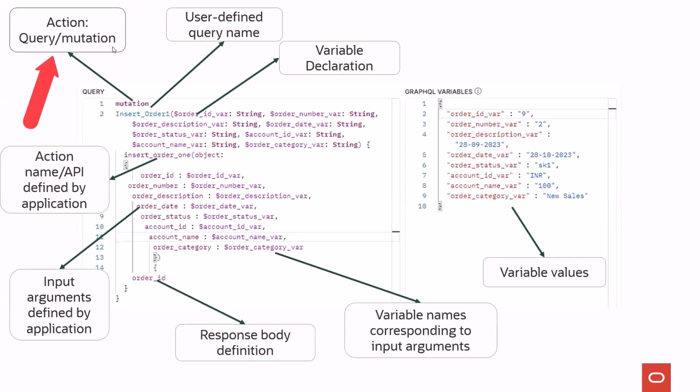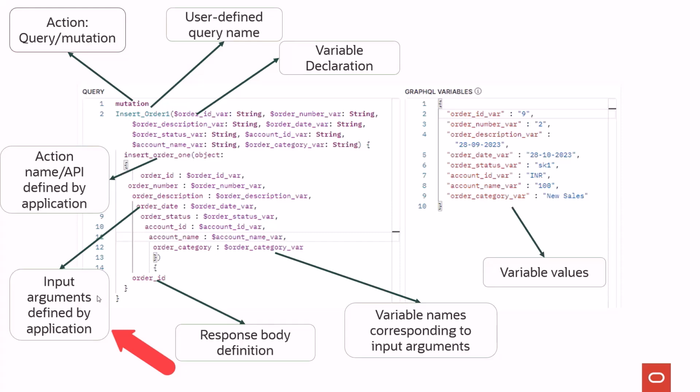So the first one is the action, query or mutation. If it is a query, you mention query. If it is a mutation, you mention mutation over here. The next one is the user defined query name. This can be anything of your choice. You need to declare all your variables over here. The third one is the important one, the action name or the API defined by the application, the same name which has been exposed by the GraphQL API.